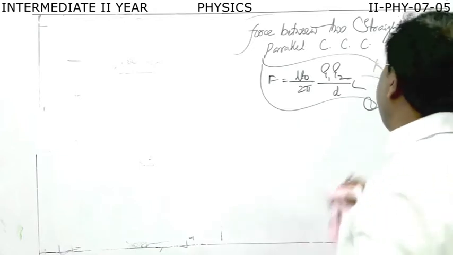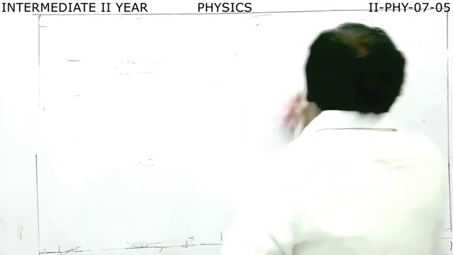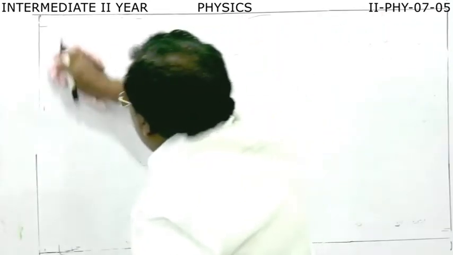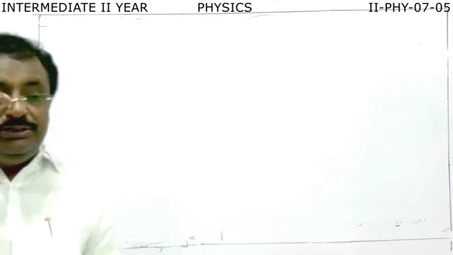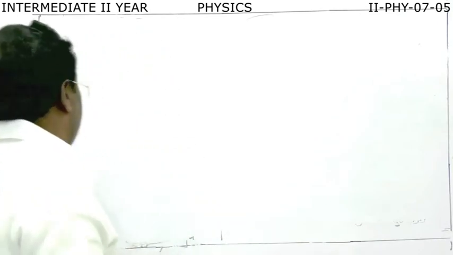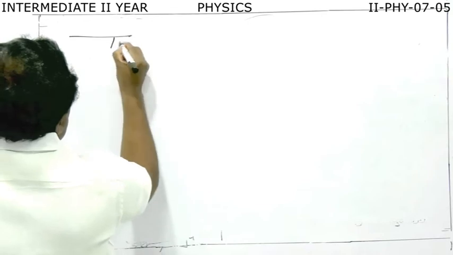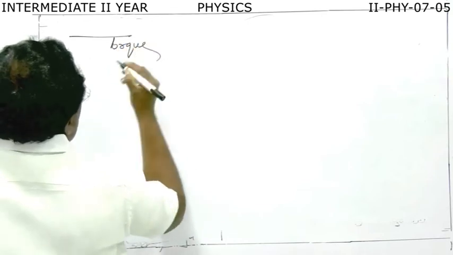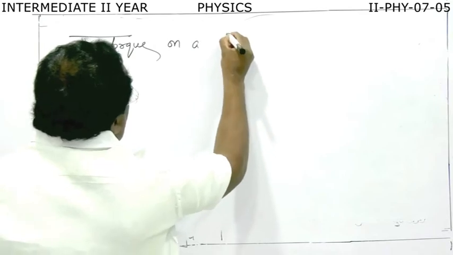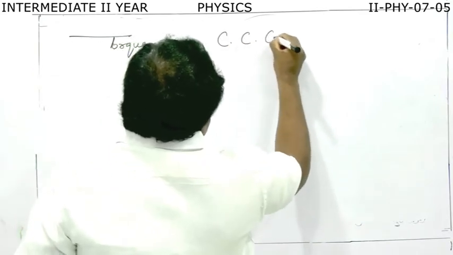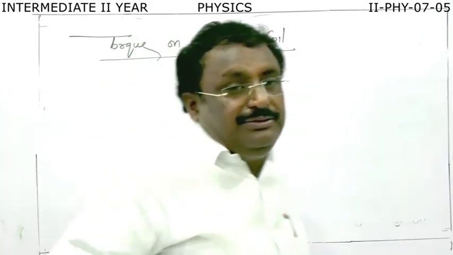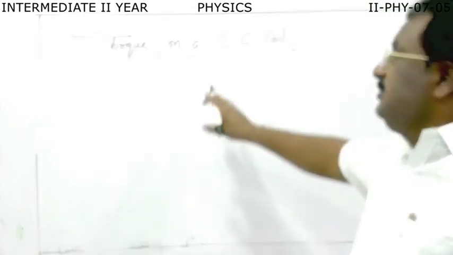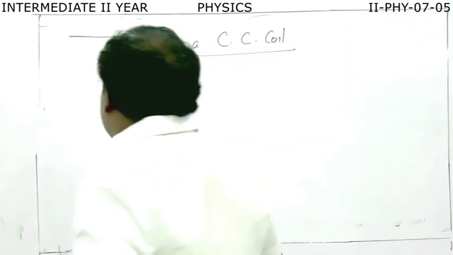Now we take a coil. Now we take a current carrying coil. When we keep a current carrying coil in a magnetic field, what will happen? It may experience torque. Torque on current carrying coil. Such a beautiful word, torque. Do you remember what is torque?